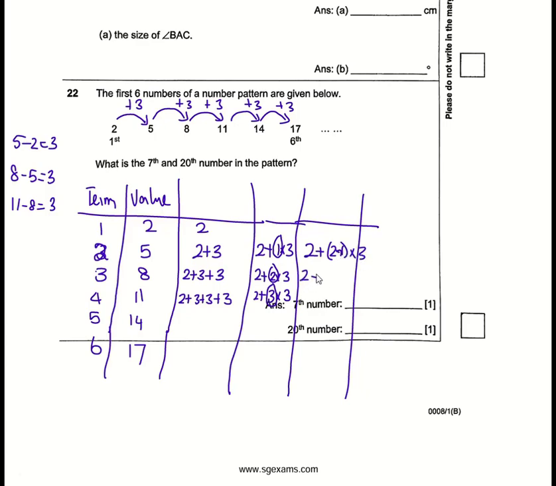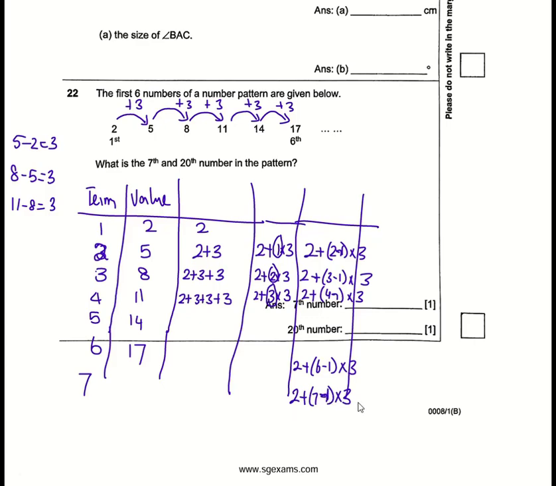Similarly, here it's 2 plus 3 minus 1 times 3. Here, this is 2 plus 4 minus 1 times 3. I can do that also. So if it is 6, it would be 2 plus 6 minus 1 times 3. So that will give me the value. So if you want the seventh value, it will be 2 plus 7 minus 1 times 3.